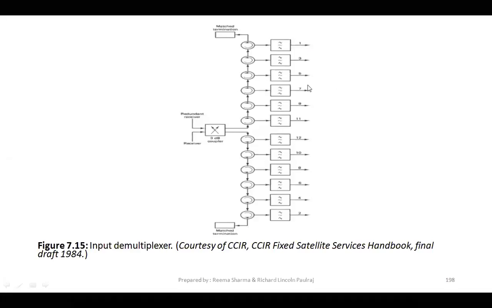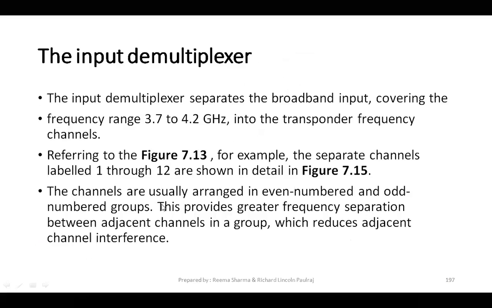So 1, 3, 5, 7, 9, and 11 are picked up here in the first half, and in the second half you can see that the even numbers 2, 4, 6, 8, 10, and 12 are picked up, right? The channels are usually arranged in even numbered and odd numbered groups. This provides greater frequency separation between adjacent channels in a group. So by doing this, we can have greater separation between the frequency.